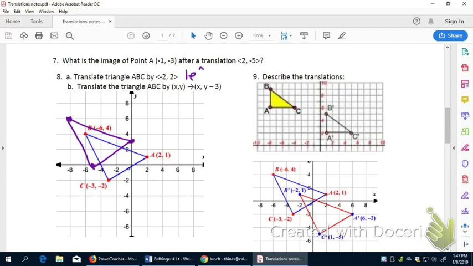So let me just write that was left 2 and then up 2, just in case you can look back at it and try to remember what to do.